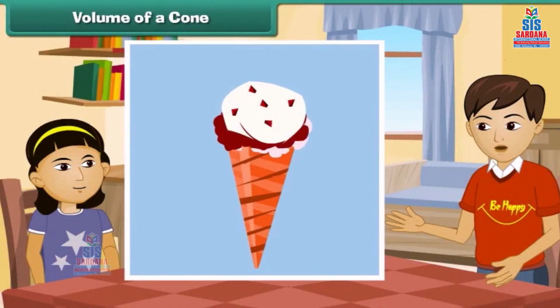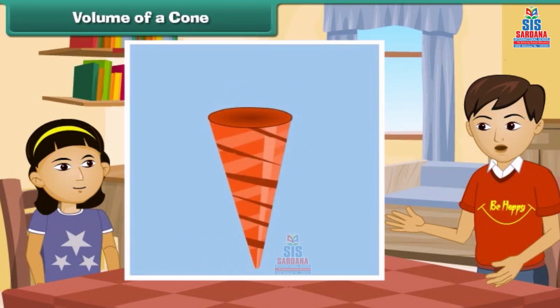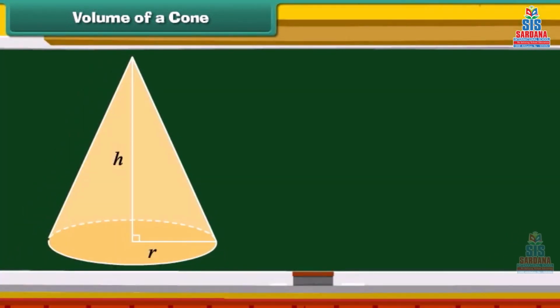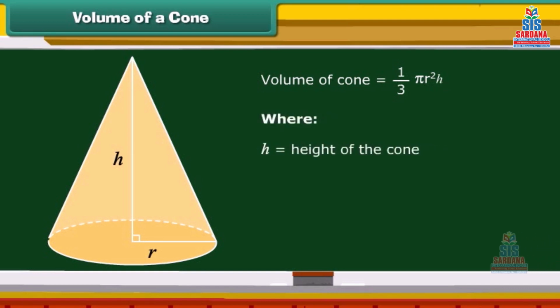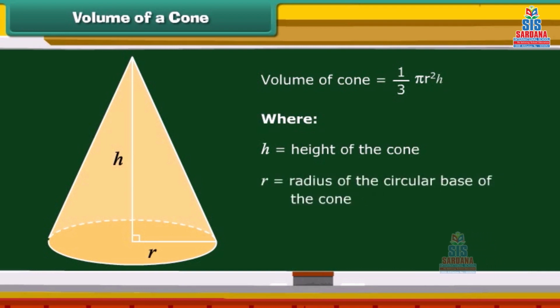Wow, yummy ice cream! Have you ever wondered how much ice cream it would take to fill up a cone? Have a close look at the cone. It has a round base which narrows to a point. Are you interested in measuring its volume? The volume of a cone is simply given by 1 over 3 pi r squared h, where h is the height of the cone and r is the radius of the circular base of the cone.